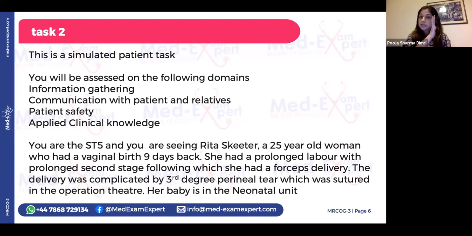You are given a task and there is an actual patient there. So it's the same as if you had a patient in your clinic. You should deal with the exam as you are dealing with a patient in your clinic. And then, how will you manage her?